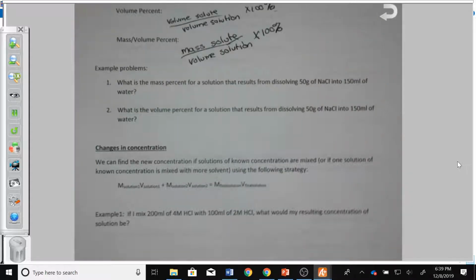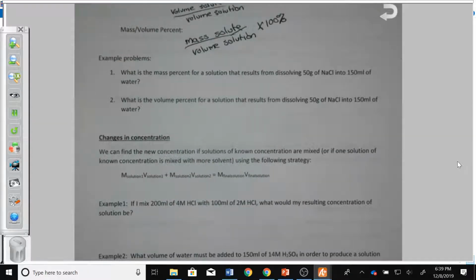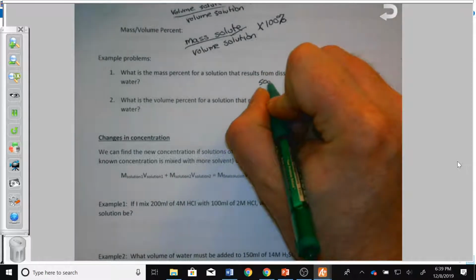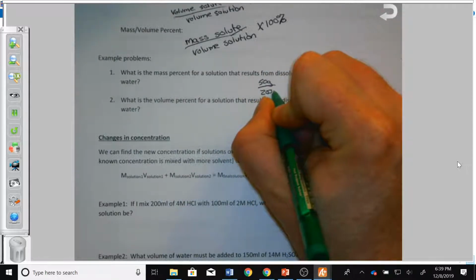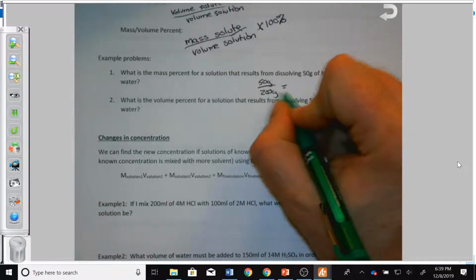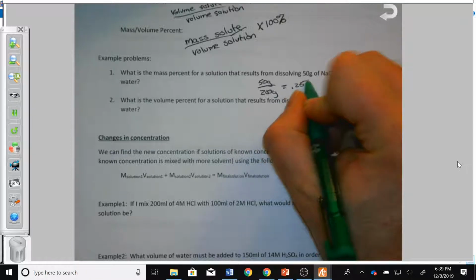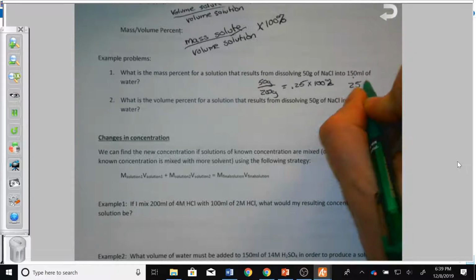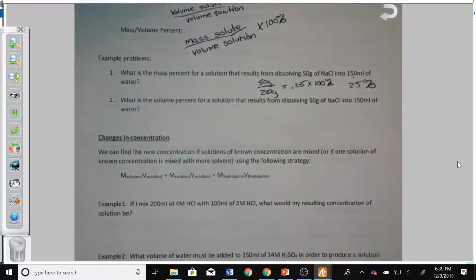Okay, here we go. A couple examples, same situation we've dealt with in all of these. The mass percentage, 50 grams of solute. We have 200 grams of solution, the 50 of the solute, the 150 of the solvent, and so again that is 0.25, and then we times 100%, so that solution would be 25% sodium chloride, 25% mass to mass.